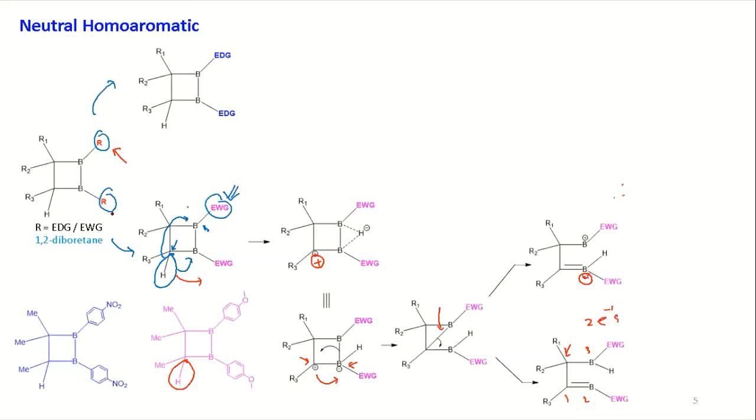If you put the electron donating group, there is no such behavior, because the electron cannot move now. When you have the electron withdrawing group, it is having more thirst, so that's why this hydride is being transferred. So this is one example of a neutral homoaromatic compound. So ultimately the overall delocalization has been shown here.